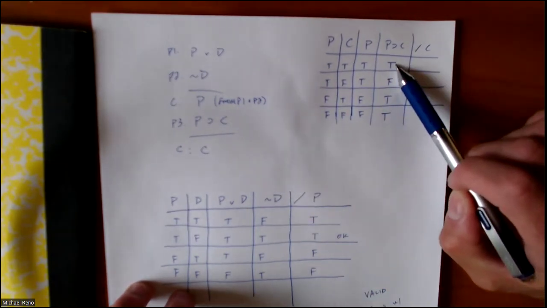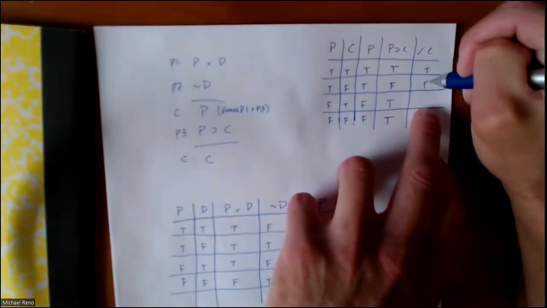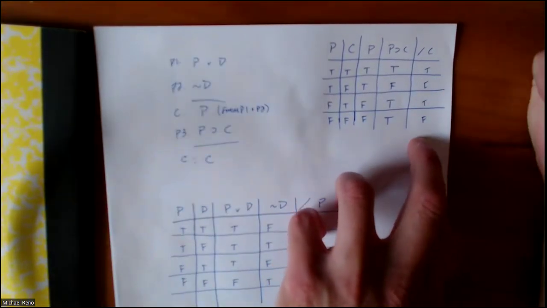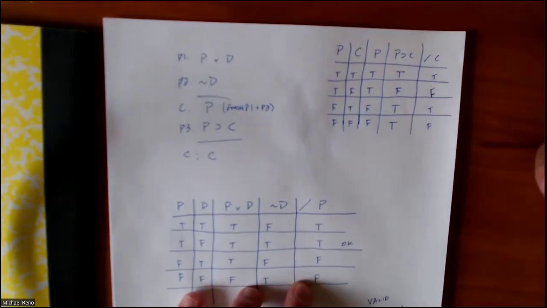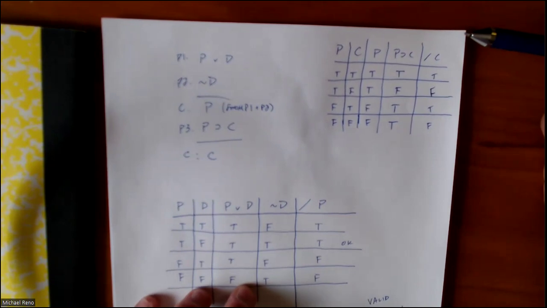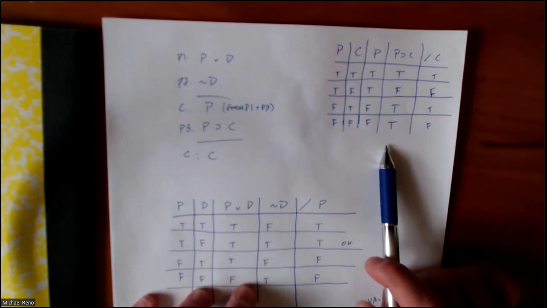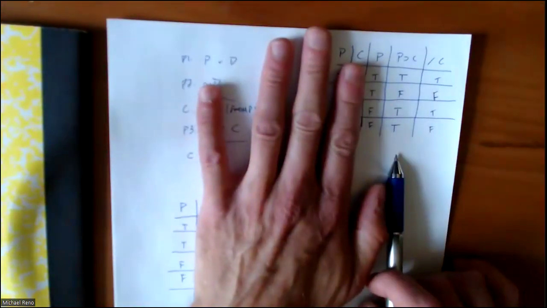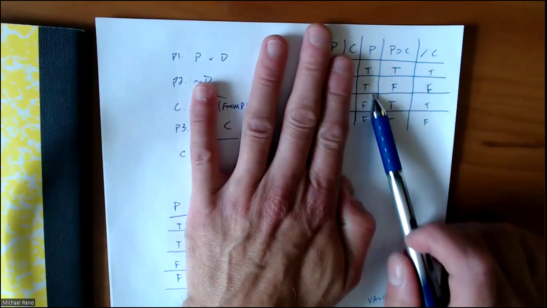So there we have our premises. Our conclusion is just copying over: true, false, true, false. So again, what are we looking for? We're looking for all the rows with all true premises. Which rows have all true premises? Remember, you don't look at the givens over here. You just look at the premises.